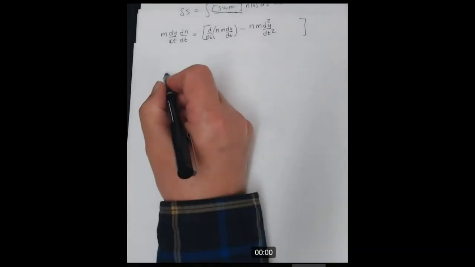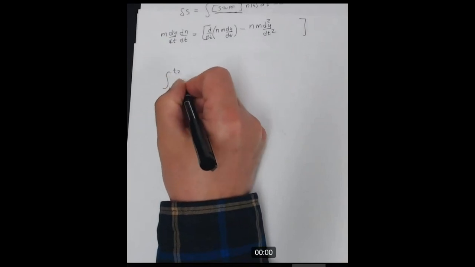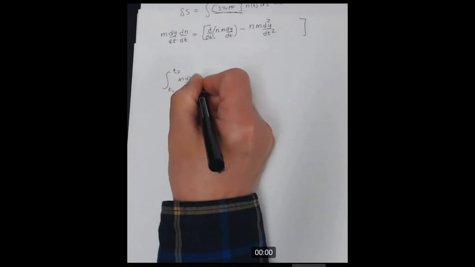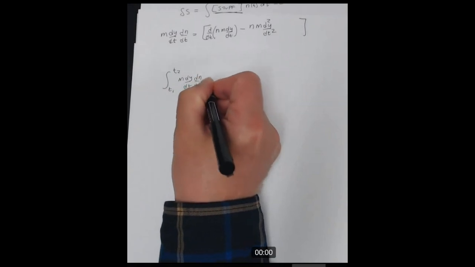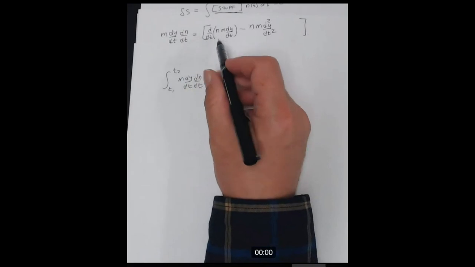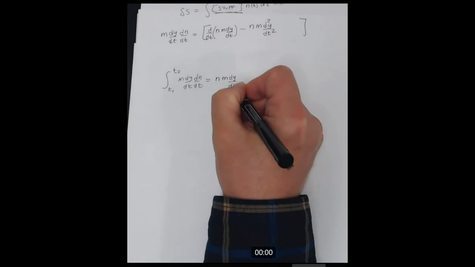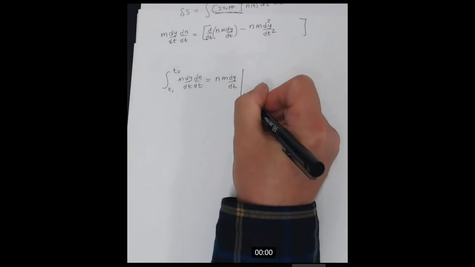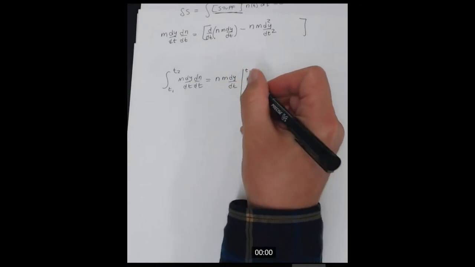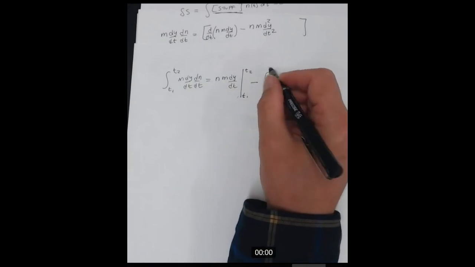So what does that mean? That means that this part of the integral can be written as, when I do the integral of this, I'm going to get minus the evaluation from t1 to t2.